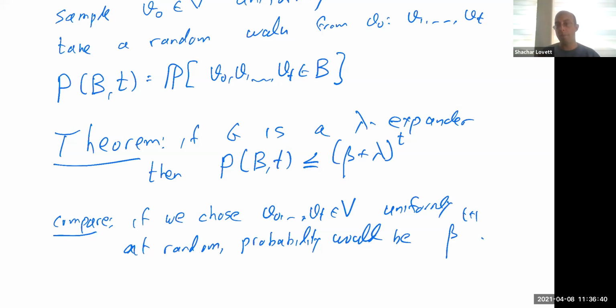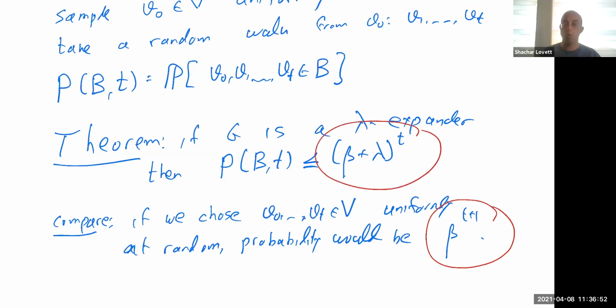So if you think about it, if beta plus lambda is less than 1, and T is large, those things are roughly the same. So we compare what we get in the completely random case and what we get in the pseudo-random case, the case where we just start with one random node, then take a random walk.